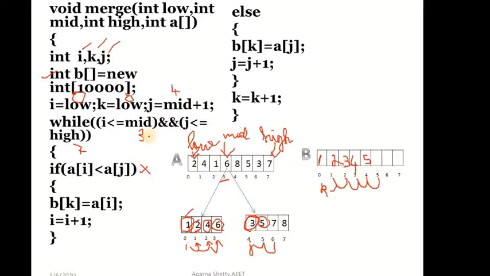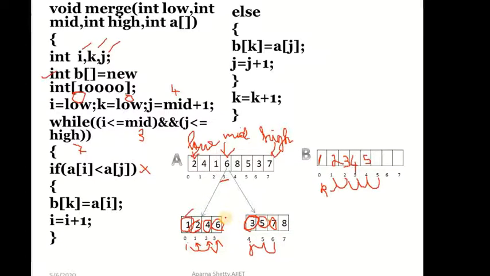I value is still 3 only, right? 3 is less than or equal to 3? Yes. J value is 6. 6 is less than or equal to 7? Yes. Is A of I less than or equal to A of j? What is there in A of I? 6 is there. Okay. What is there in A of j? 7 is there. Is 6 less than or equal to 7? Yes. Okay. Compared to 6 and 7, which is smallest?